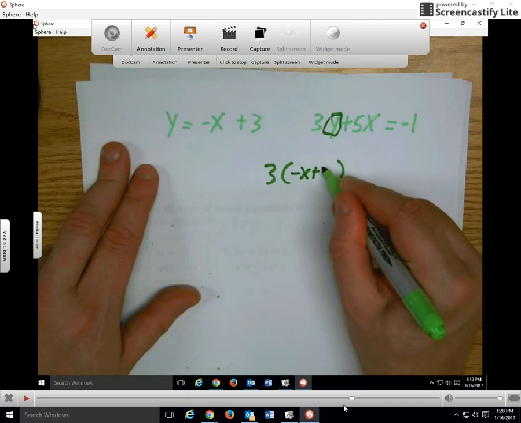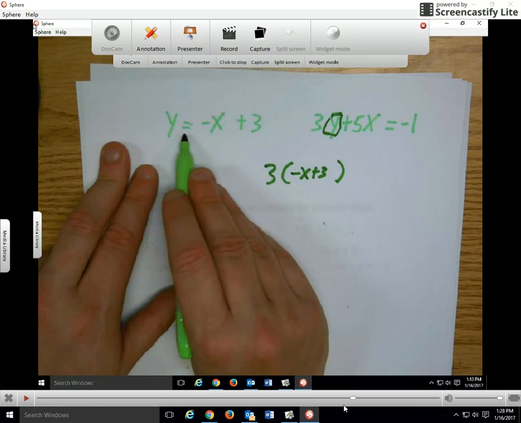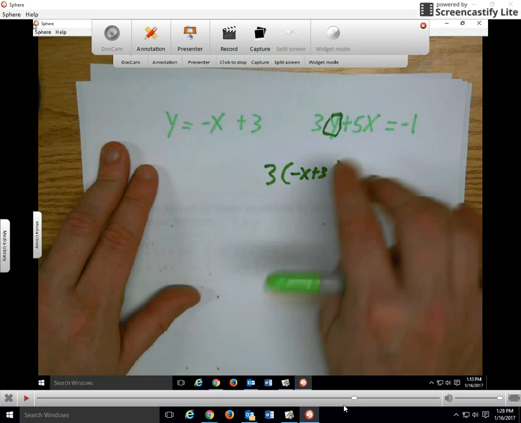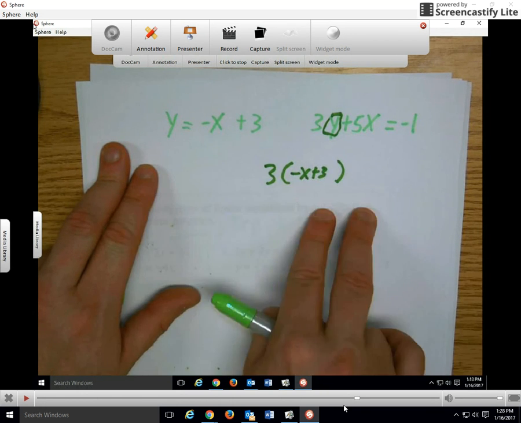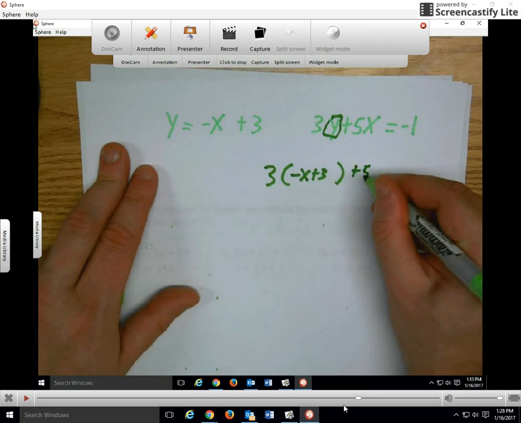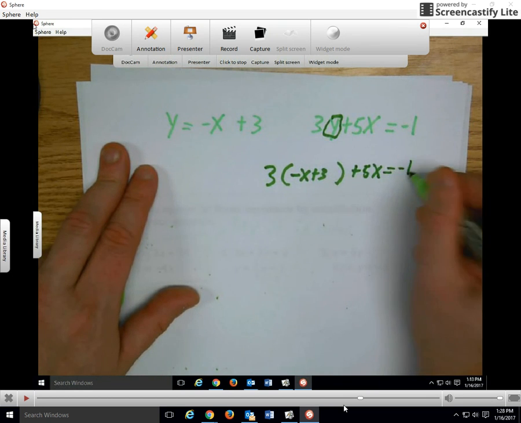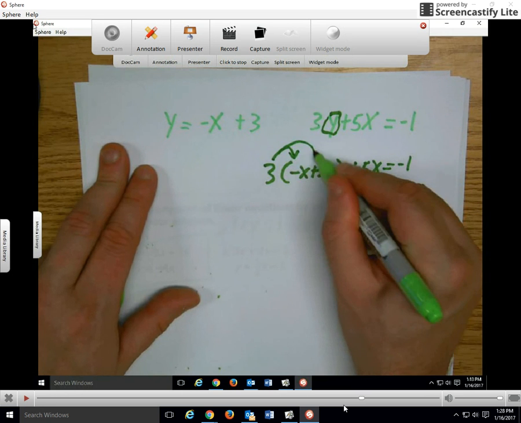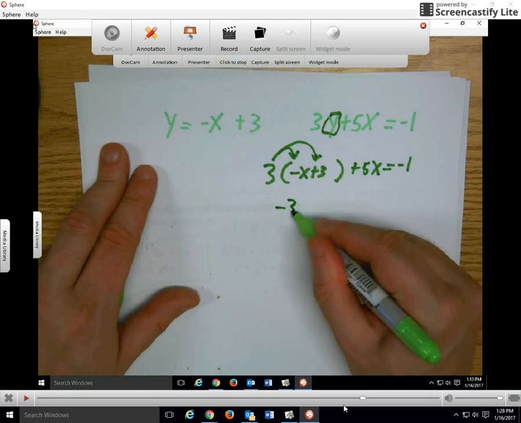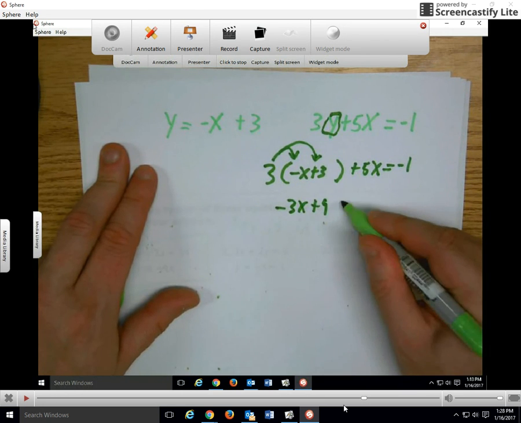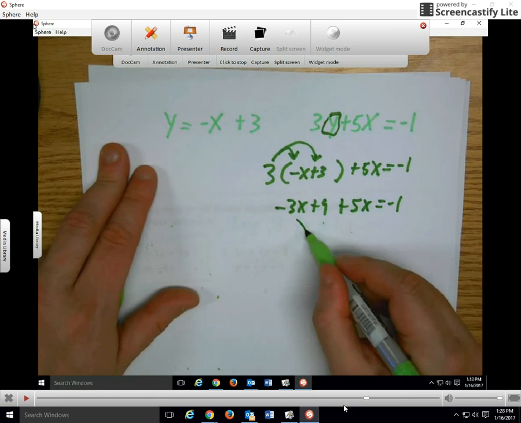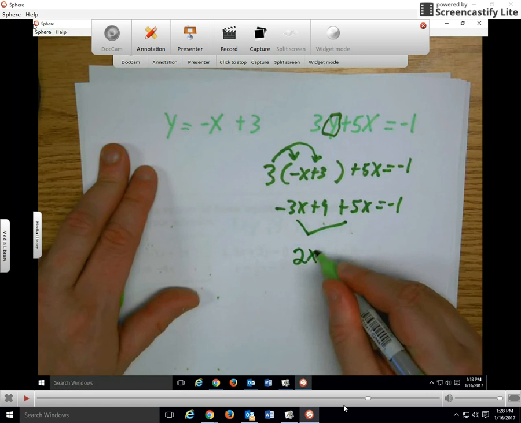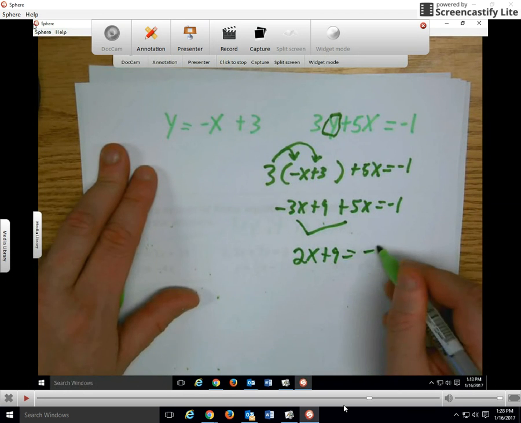How do we know that? Because right here it says y is -x plus 3. So I'm substituting this y out, and I'm putting in this -x plus 3 in its place. And let me talk a little bit less and just work out the problem so you guys can see it. So we're just going to solve then like we always solve. -3x plus 9. Bring down the plus 5x equals -1. Collect like terms. 2x plus 9 equals -1.